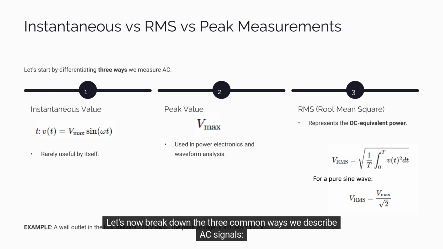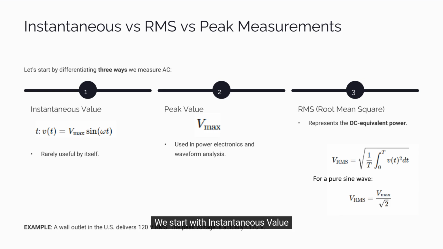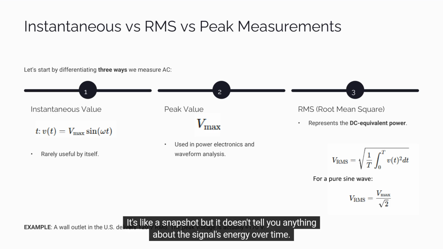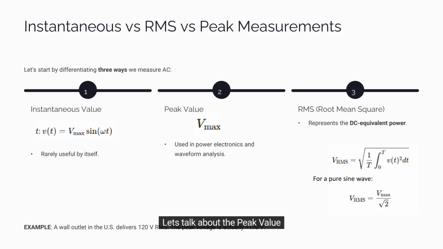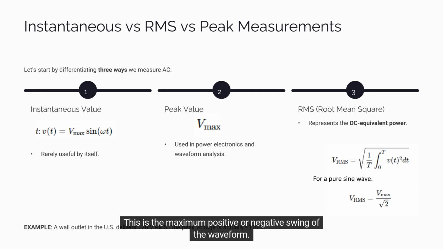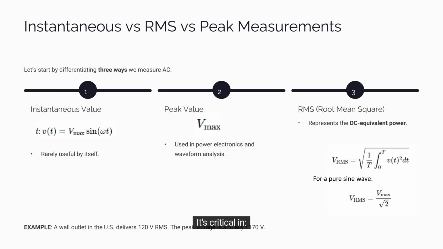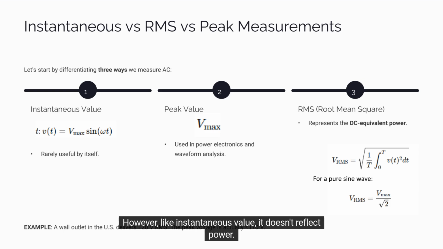Let's now break down the three common ways we describe AC signals. We start with instantaneous value. This is the value of the voltage or current at a single point in time. It's like a snapshot, but it doesn't tell you anything about the signal's energy over time. Let's talk about the peak value. This is the maximum positive or negative swing of the waveform. It's critical in overvoltage protection, component ratings, and signal clipping analysis. However, like instantaneous value, it doesn't reflect power.